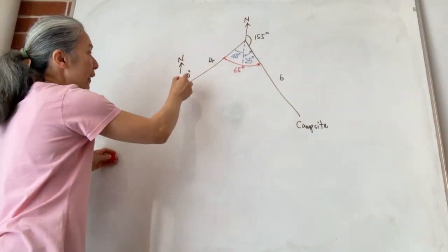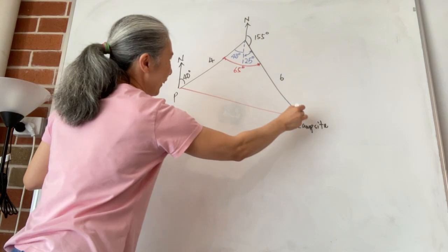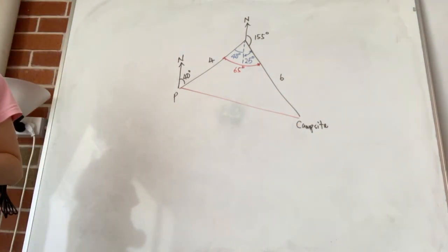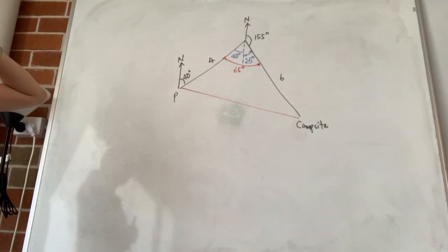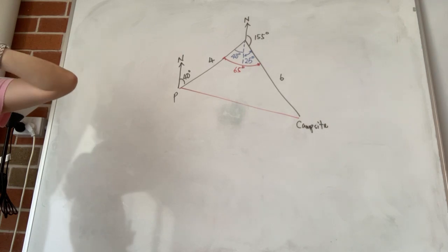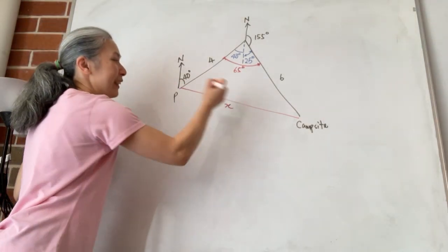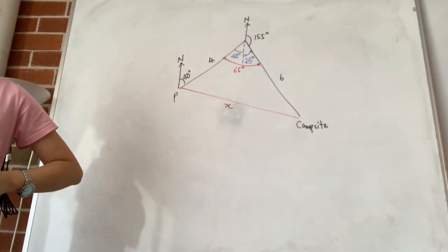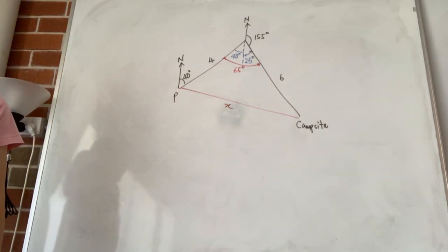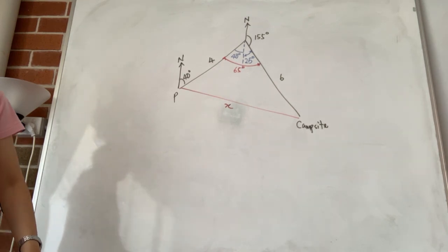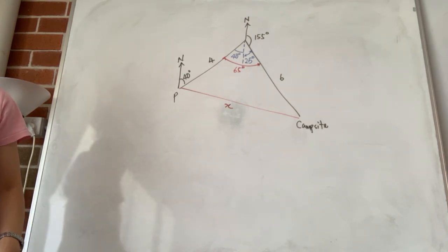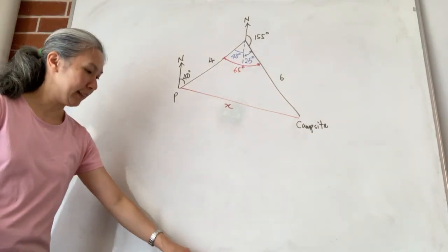And the length you are looking for. You do have a triangle. Were you able to find the red line? Let's call it X in here. With what rule? Cosine. Good job. Yes, cosine rule because you have the two sides with the angle in between them. You have 4 and the 6.